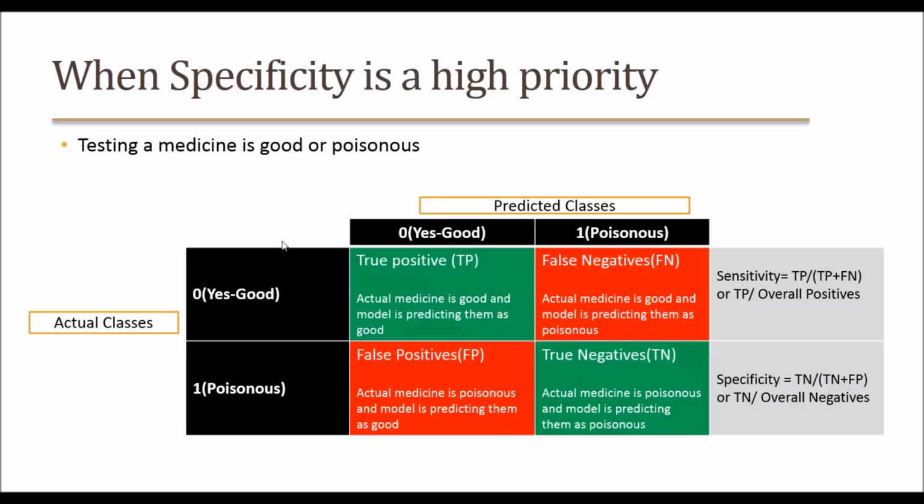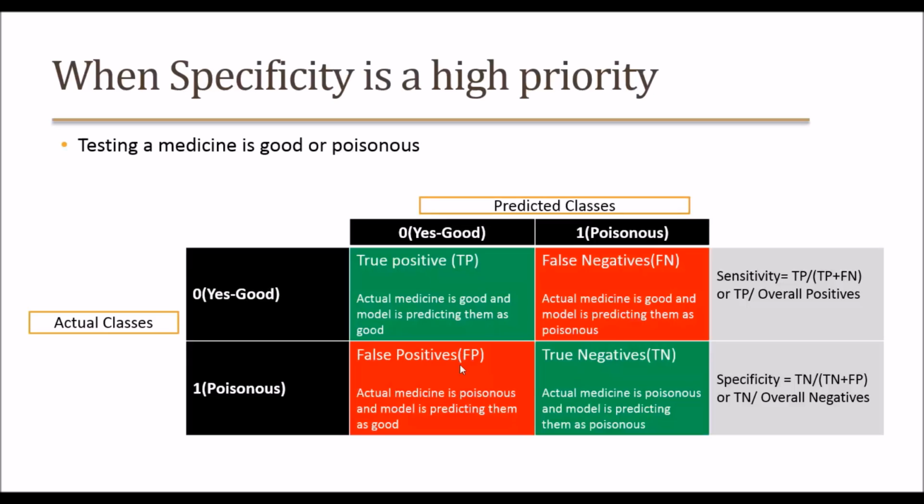When the medicine is actually good, our model is predicting good, that's fine. When it is actually good, our model is predicting poisonous, then what we do is we throw away the medicine. When it is poisonous, predicting it as good and consuming it, using it, is really problematic. So false positives here are really dangerous. A false positive value can cause a real big issue in these type of values.